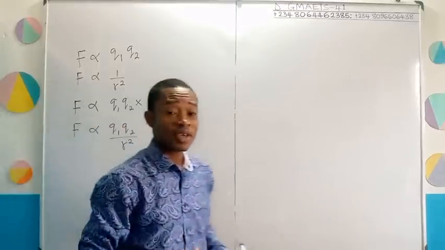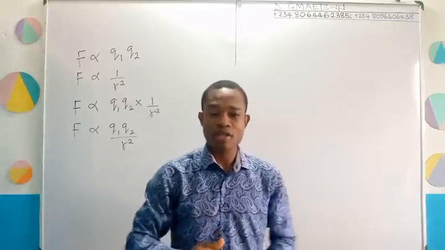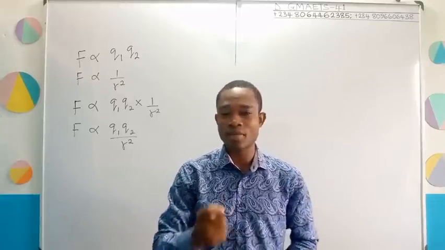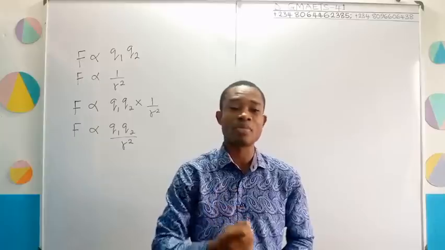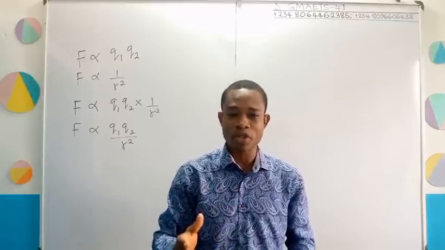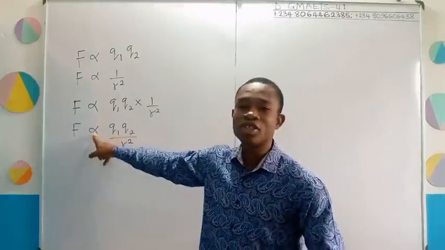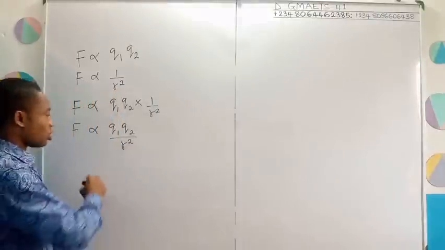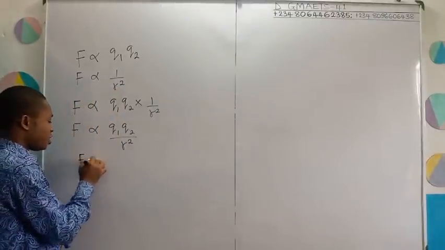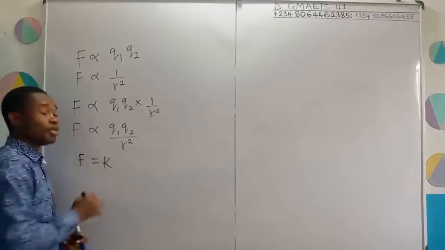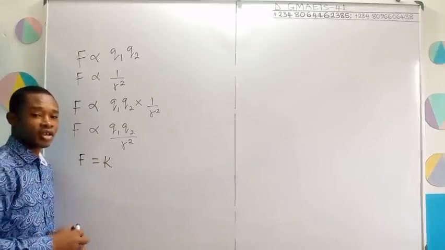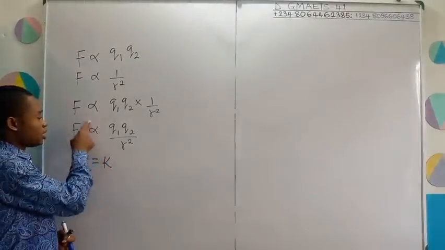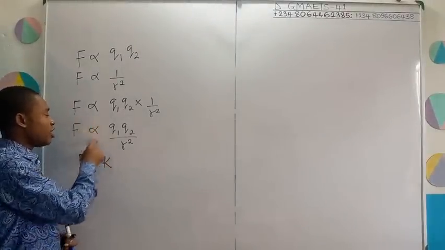Now this is a statement, a proportionality statement. How can we handle this mathematically in terms of solving problem using this statement? We have to remove the proportionality sign and then introduce a constant. That constant will come with equal to, so we have F is equal to K. I'm using K to represent the constant. So once I introduce equal to K, equal to this constant of proportionality, it removes this sign of proportion.